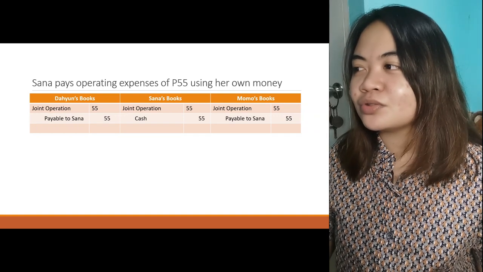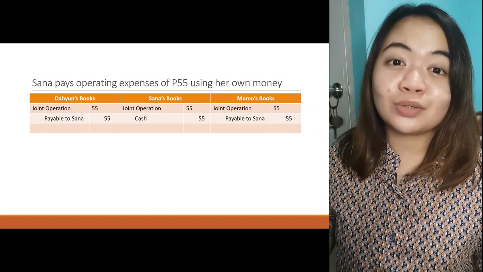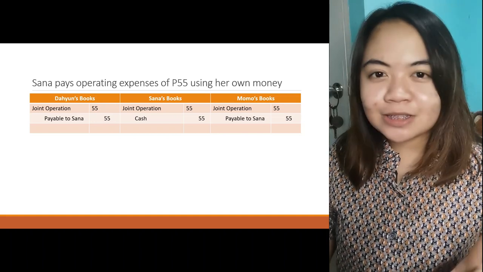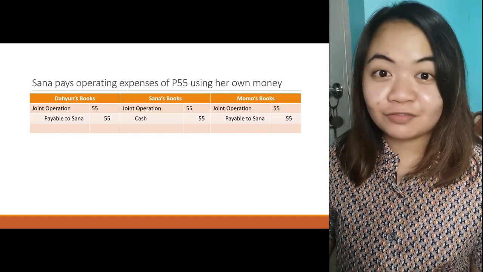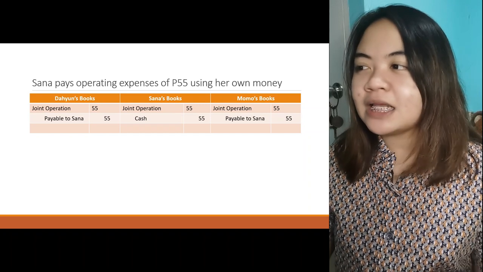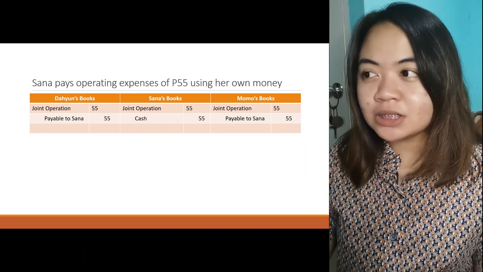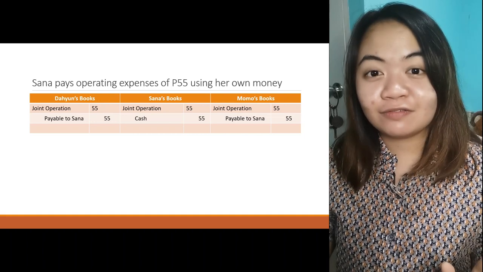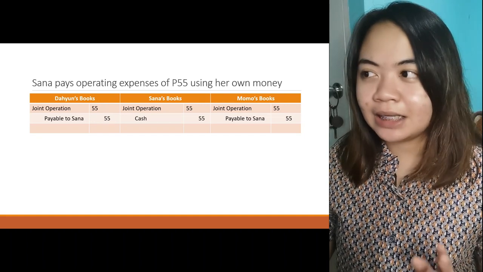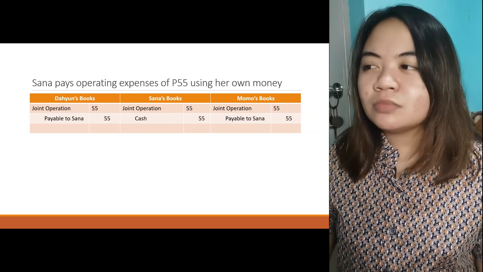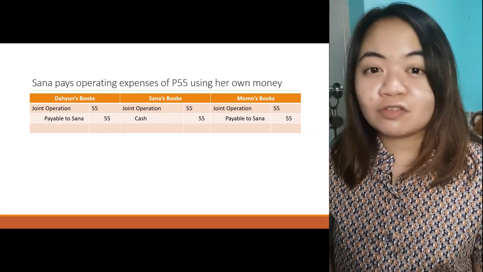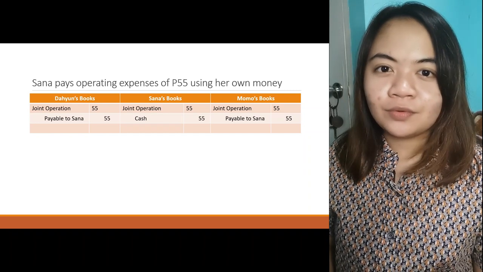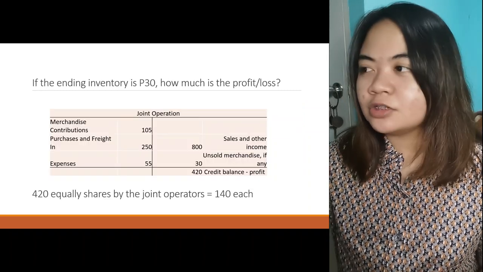So, we have Dion's books: debit, joint operations, 55; credit, payable to Sana, 55, because they owe Sana. On Sana's books: debit, joint operations, 55; credit, cash, 55. This is expenses, that's why it is debited. Then on Momo's books: debit, joint operation, 55; credit, payable to Sana, 55. Okay? We're done with that.